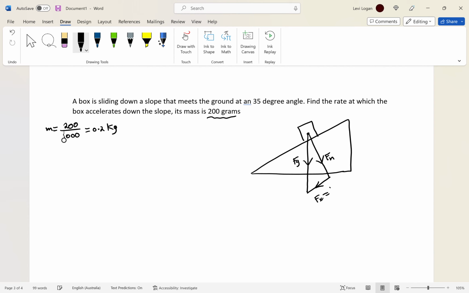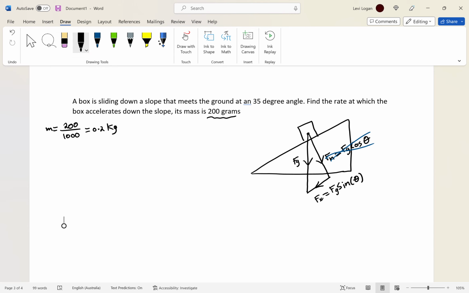Okay, this is FG sine theta, and this is FG cos theta. Now in this question we don't need to work out the normal force because we don't have any friction. So all we care about is this force component here in this question.